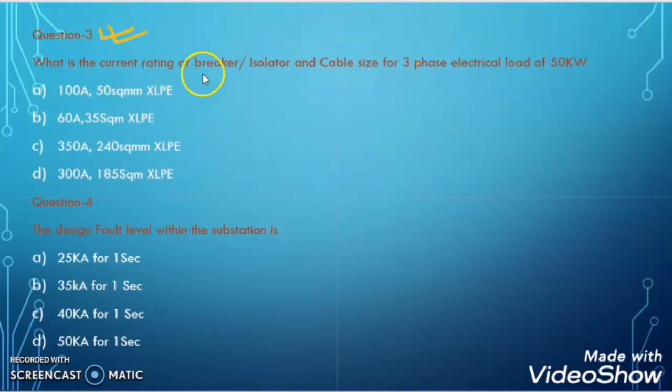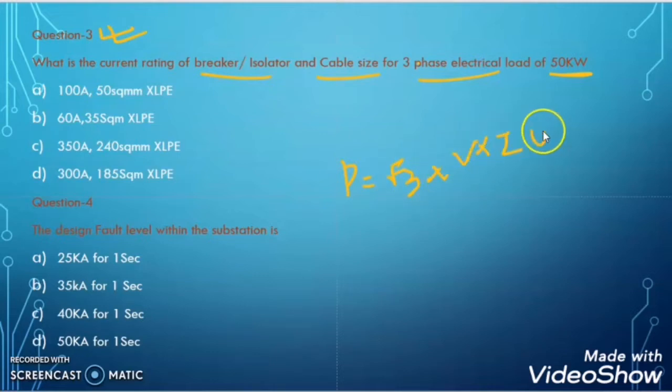What is the current rating for the breaker or isolator and the cable size for a 3-phase electrical load of 50 kilowatts? In your examination center you will have an electronic calculator on your screen. You can use that to calculate any numeric question. Here, as we know, P is equal to root 3 into V into I into cos phi. So what is required in the question?